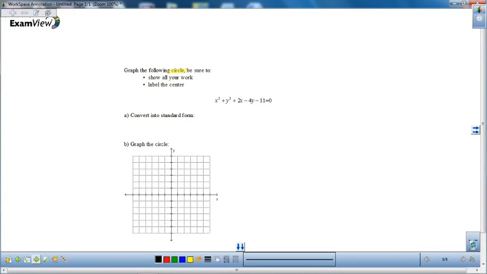So this is a circle, and they want you to write it in standard form. So that means we need to write it in this form. It has to be (x − h) squared, plus (y − k) squared, equals the radius squared.